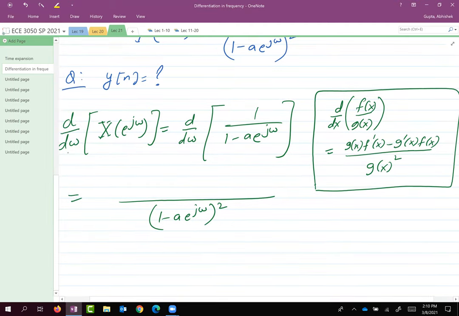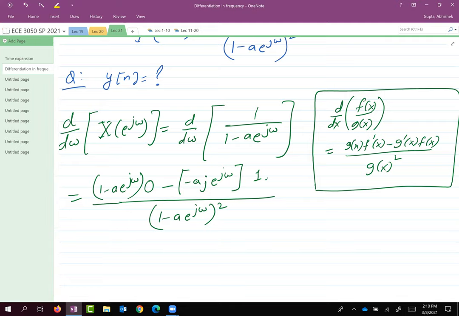I'm taking the derivative with respect to omega. The first term will be g(x), which is 1 minus a e^{-jω}, times 0, because the derivative of 1 is equal to 0, minus g'(x). So what's the derivative of this? It's minus a j e^{-jω}, times f(x), which is equal to 1. Okay.